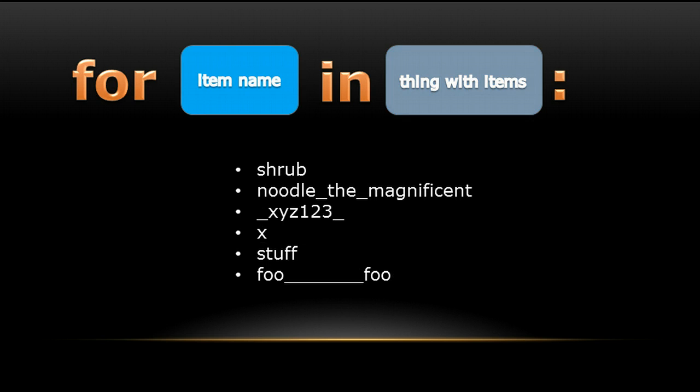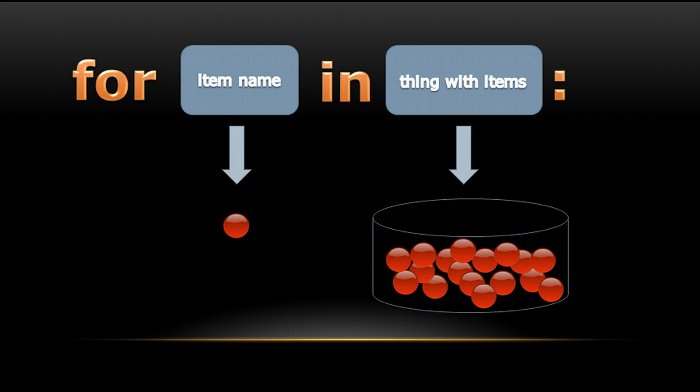Item name can be labeled anything you want that is a valid variable name, although good practice is to pick a name that has meaning for that particular case. Item name is a singular element, whereas thing with items is a collection and usually contains more than one thing.